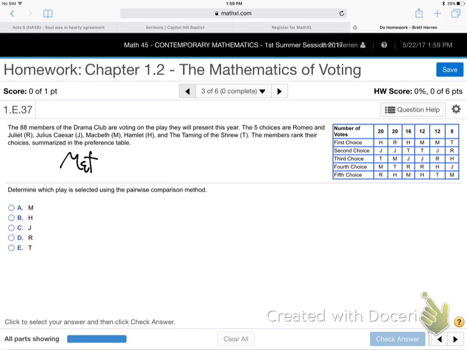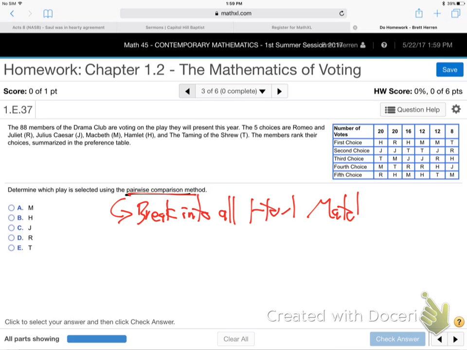That's the system. So basically, we're doing pairwise comparison. Where does it say that? Oh, here. So let me write that down here. Pairwise comparison. How do we do pairwise comparison? Break into all 1-to-1 matches. If you win, you get 1 point. Tie, you get a half. Lose, you get 0. And then you just keep score.